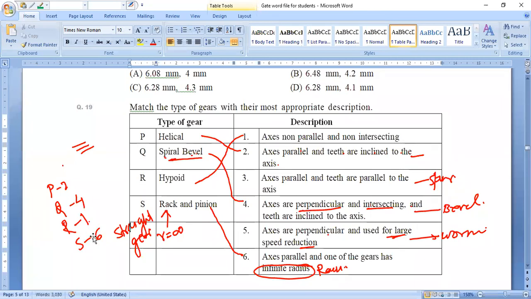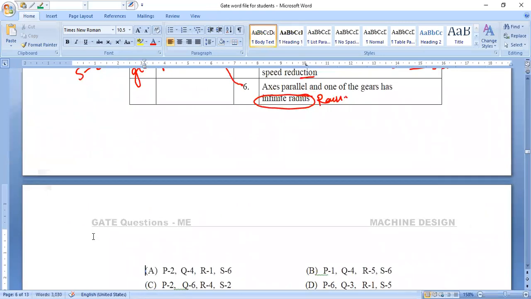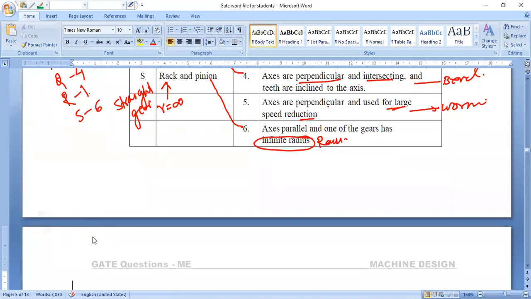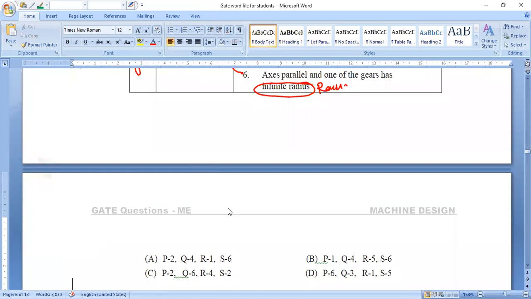So let's see the options. My options are P2 Q4 R1 S6. Check: P2 Q4 R1 S6. So option A is correct.